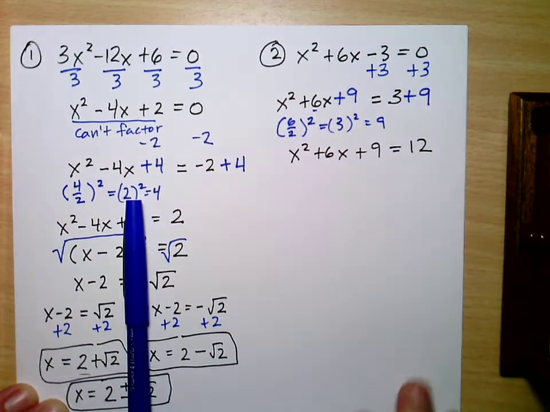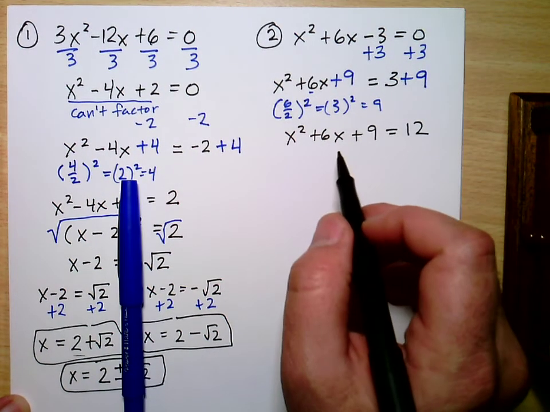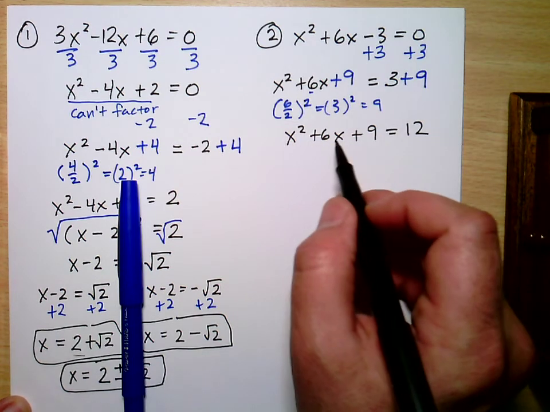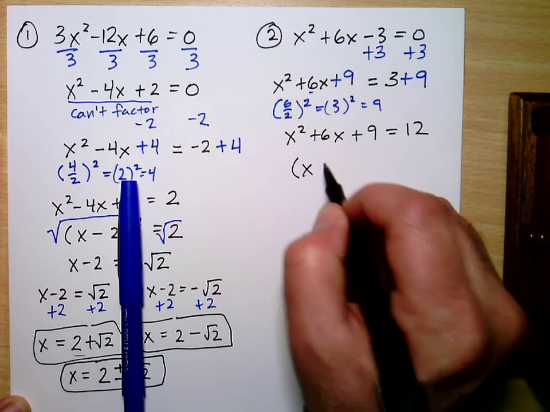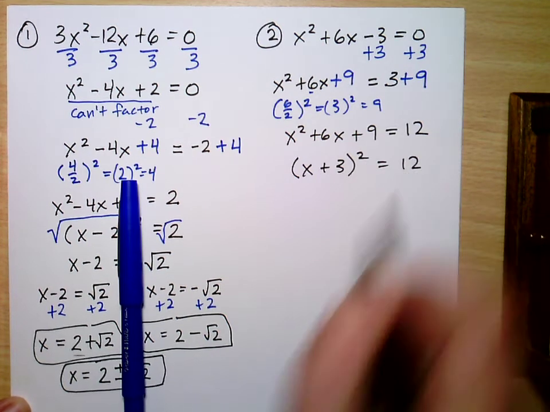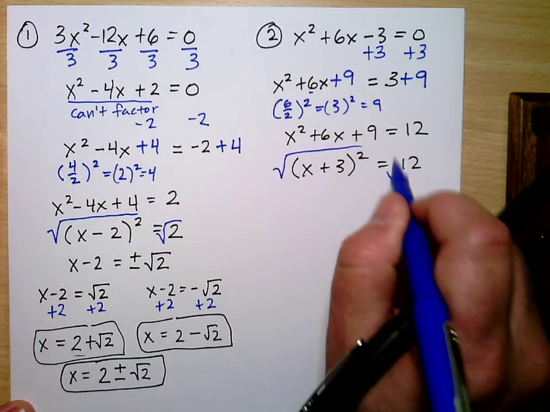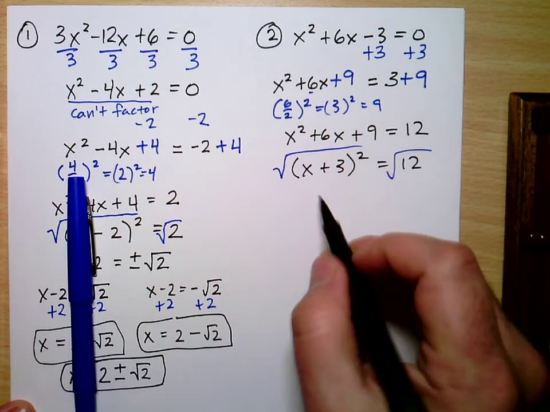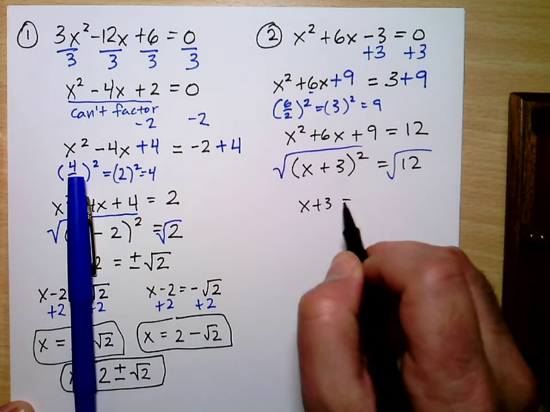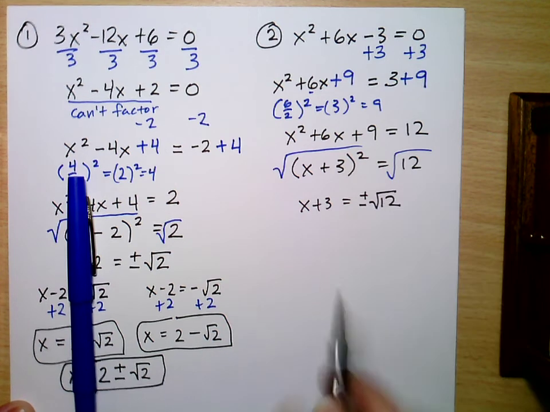is 12. Okay, now don't go subtracting the 12 and trying to factor again, right? We're just going to factor this. x squared plus 6x plus 9 factors to x plus 3 squared equals 12. And we're going to take the square root of both sides. That's going to be x plus 3 equals the positive and negative square root of 12.